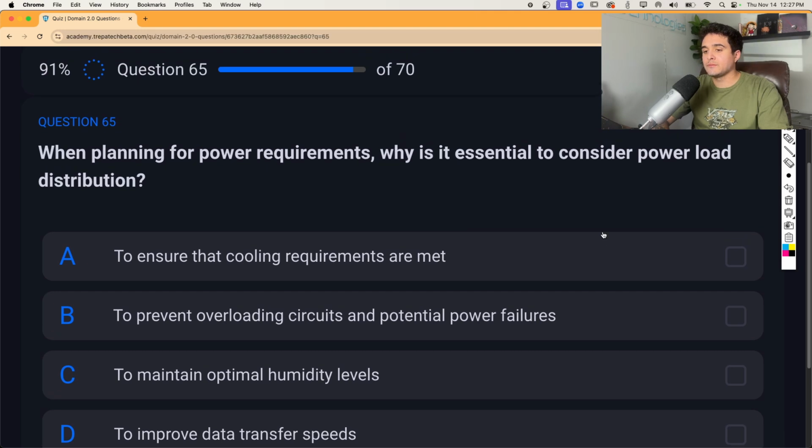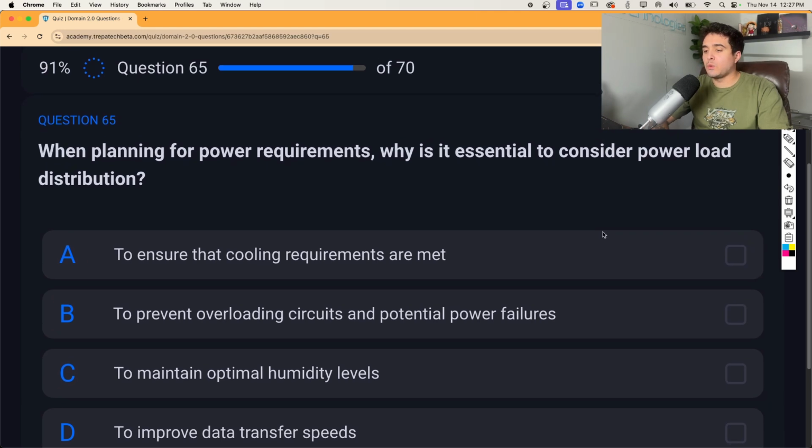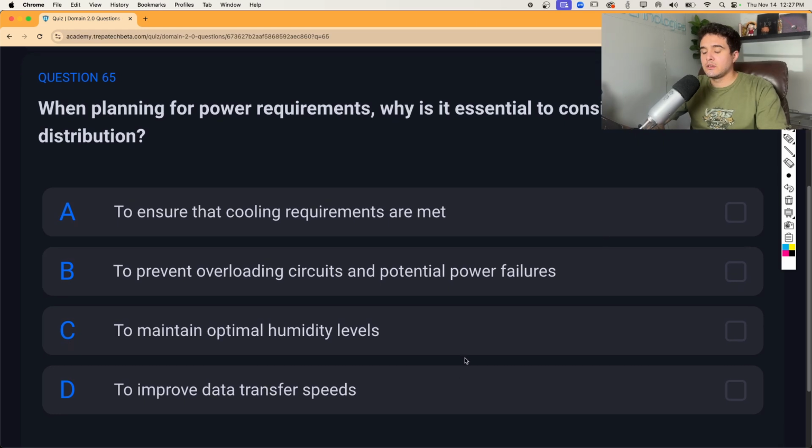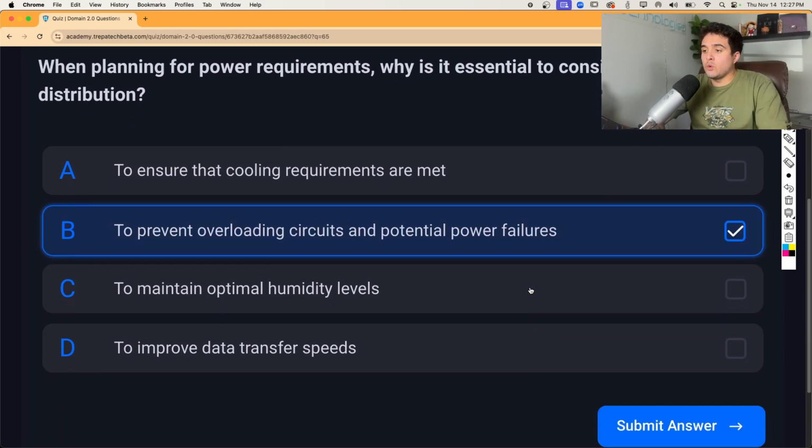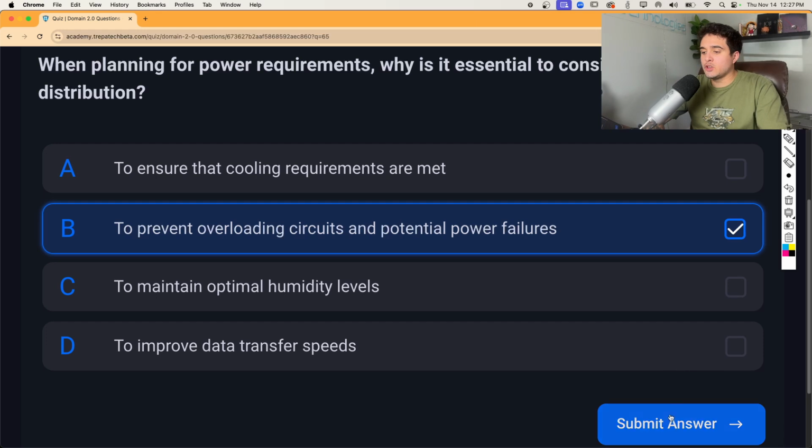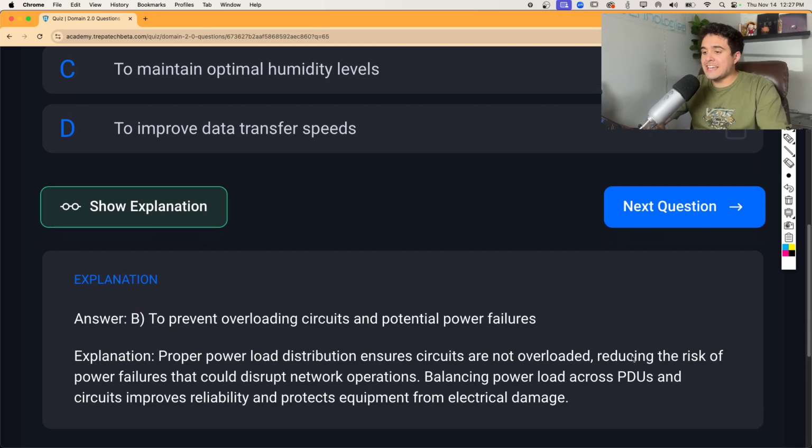Question 65. When planning for power requirements, why is it essential to consider power load distribution? So, I mean, you don't want to overload, you don't want to underload your power. So if you're managing a data center, power is something that you're going to have to manage or have someone come in and do it for you. Pause the video to read the explanation.